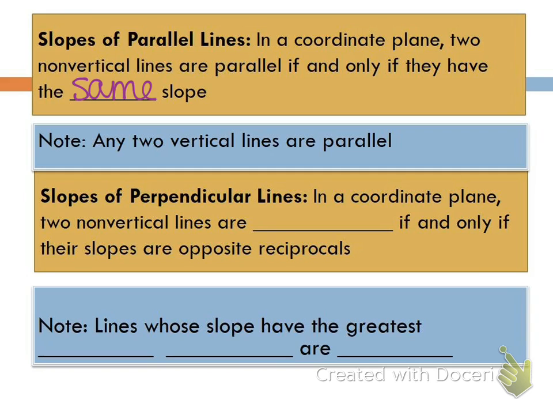Slopes of perpendicular lines in a coordinate plane. 2 non-vertical lines are perpendicular if and only if their slopes are opposite reciprocals. So opposite means what happens to it? What do you mean flipped?